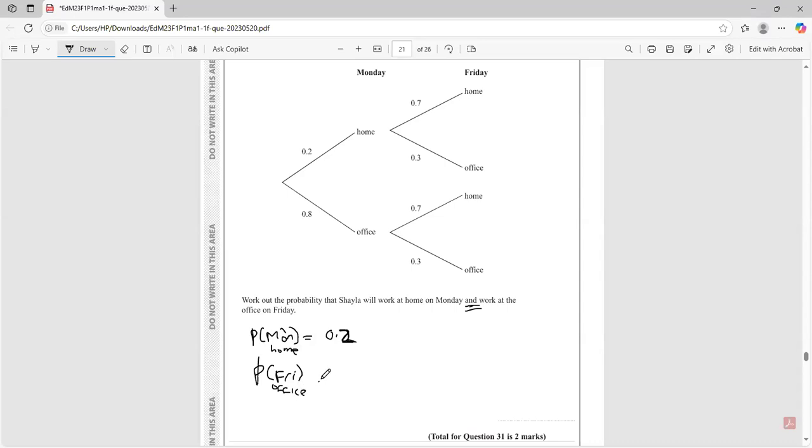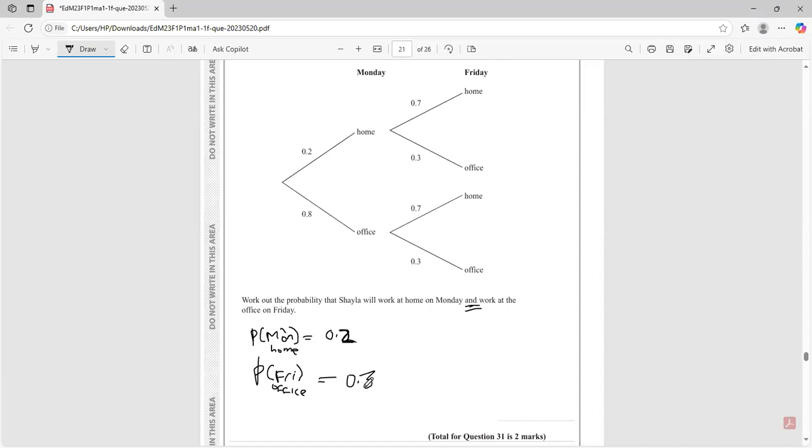Office on Friday is given by what? This is quite tricky. Office on Friday has 2 possibilities. Anyway, I think we can choose anyone, right? So work at home on Monday is this 0.2. Now, because of home, assuming he has worked at home already, then that means it's only this one that would play out. So office on Friday, I'll go with 0.3. What do you think? Yes.